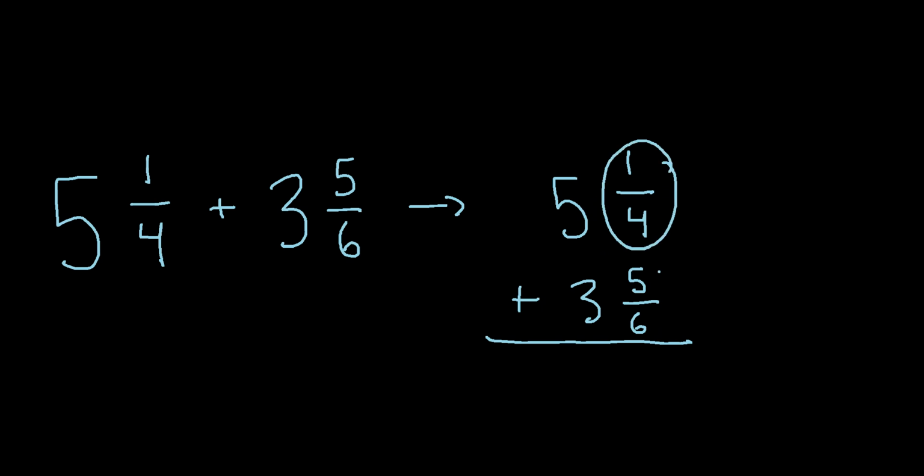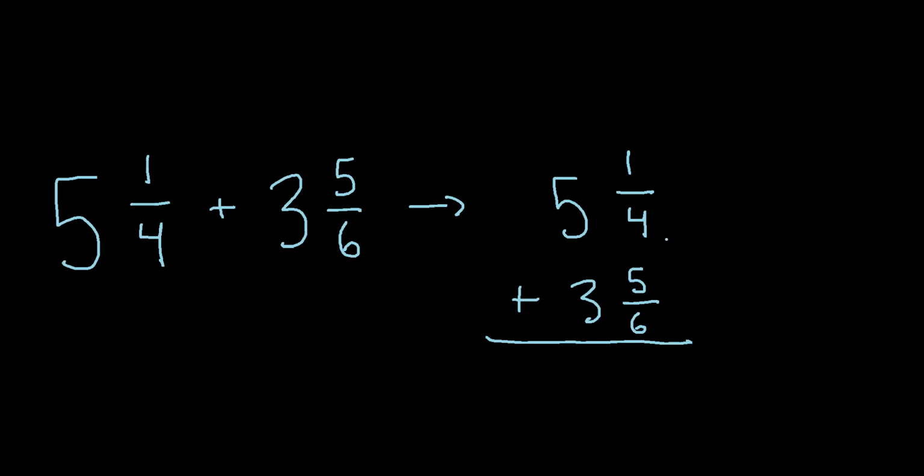So 1/4 plus 5/6. Well, we'll notice that these two fractions, again, don't have the same denominator. So this fraction has a denominator of 4, and this fraction has a denominator of 6. So we want to rewrite these fractions so that they have the same denominator. So what is the least common denominator between 6 and 4? Or in other words, what's the smallest number that they both go into? Well, that would be 12.